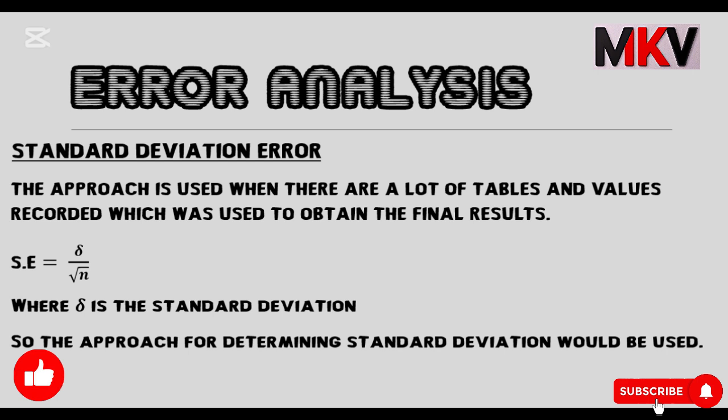The first part, we have precision error. The second part, we have partial differential error. And the third part, we have standard deviation error. So per your values taken, your equation in the lab work, and your results obtained will tell the method you will use to calculate the error analysis in your lab work.